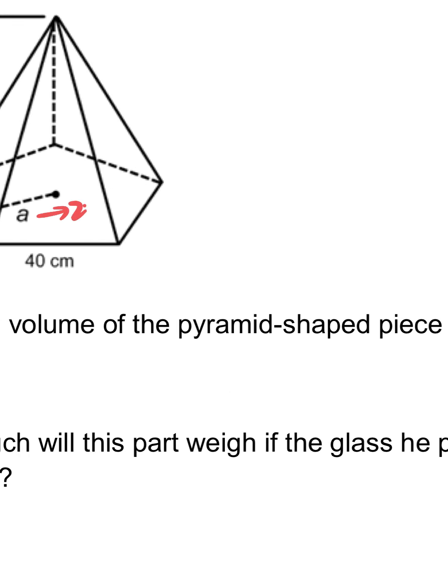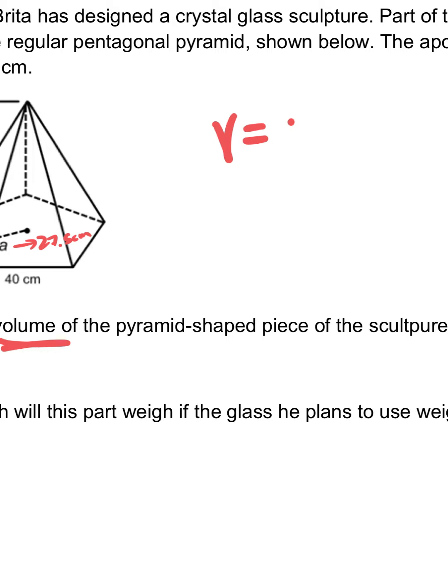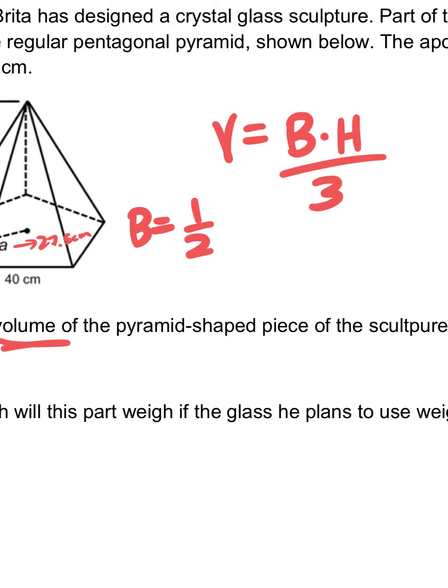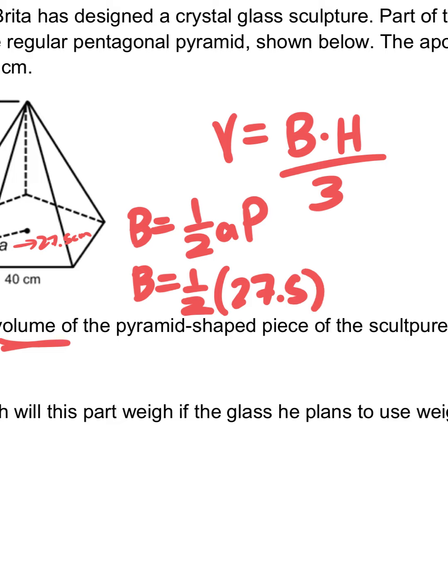Okay, so if I want to find the volume of the pyramid-shaped piece of the sculpture, I would have to use the volume of a pyramid, which is the area of the base times the lateral height divided by 3. So for the area of my base in this case, I'm going to use the formula for a regular polygon, 1/2 times the apothem times the perimeter. So my apothem is 27.5, and my perimeter is going to be 40 plus 40 plus 40 plus 40 plus 40, or 40 times 5, which is going to give me 200.